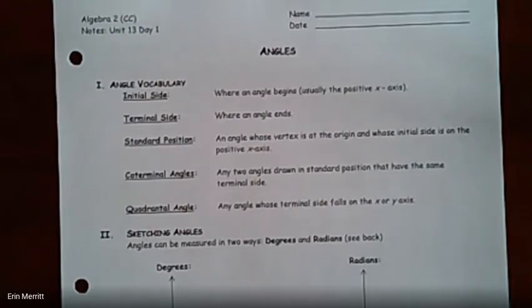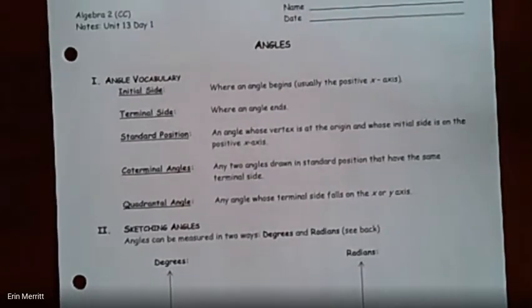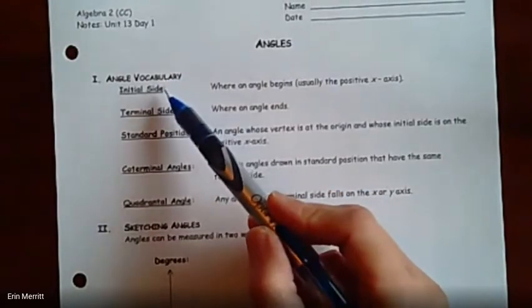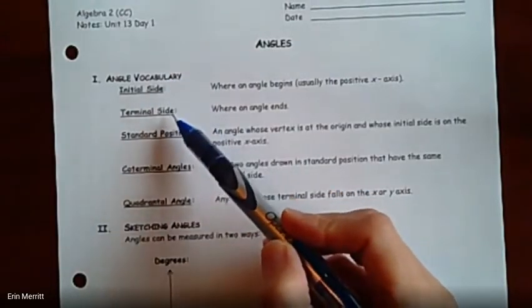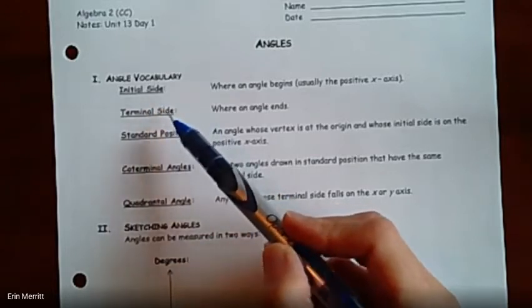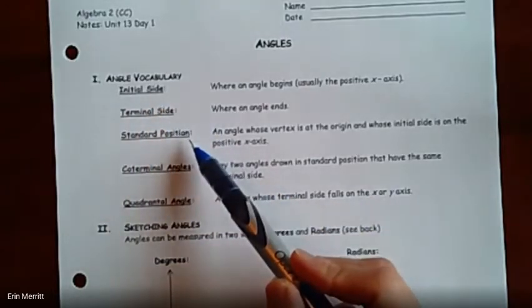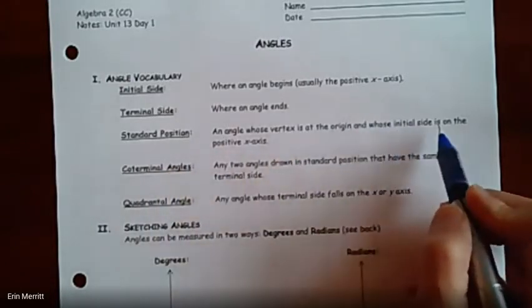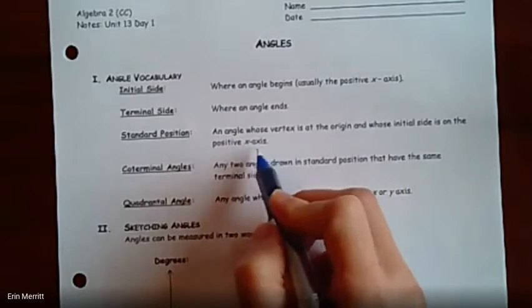We are going to start trig today. So the first thing is I'm just going to run through some of the vocab. When you draw an angle, it has an initial side and a terminal side. Initial meaning where it starts, terminal meaning where it ends. When we draw in standard position, it means that the vertex is at the origin. The initial side always starts on the positive x-axis.